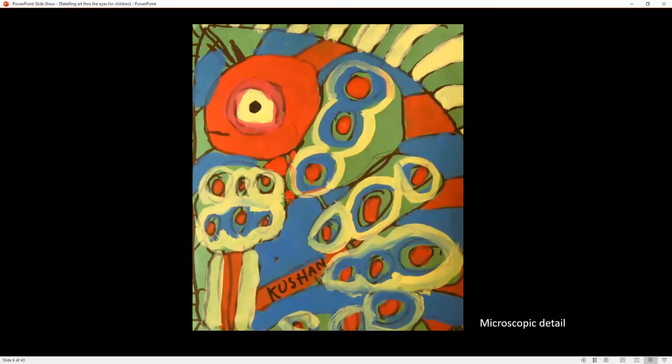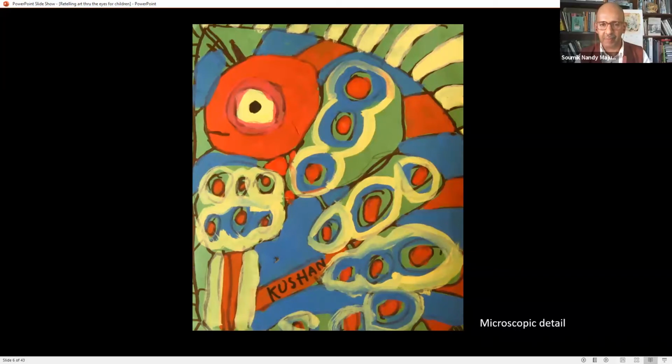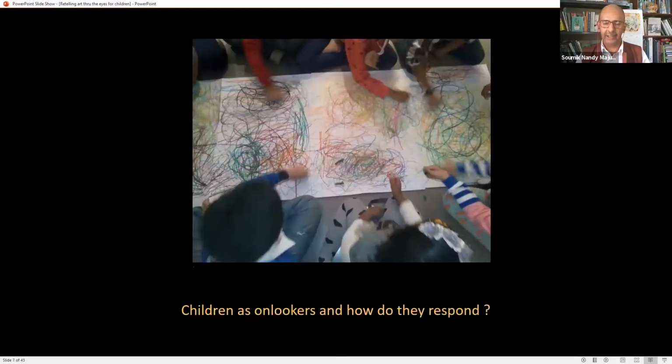And in my case, my interest was also to relate this observation to their viewing of art, not children as artists, but children as art viewers, as onlookers. Now, in this photograph you can see not the full figures of the children, but plenty of extremely agitated hands doing some scribbles, which is very common. A lot of kids do that.